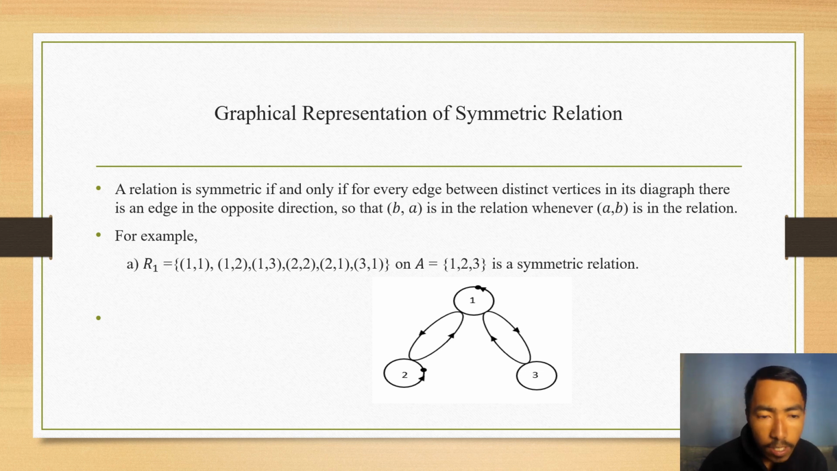There is a relation R1 equals {(1,1), (1,2), (1,3), (2,2), (2,1), (3,1)} on set A equal to {1, 2, 3}. It is a symmetric relation because at vertex 1 there is a loop, and at vertex 2 there is also a loop, and vertex 1 goes to 2, and vertex 2 goes to 1, vertex 1 goes to 3, and vertex 3 also goes to 1. That's why it is a symmetric relation.